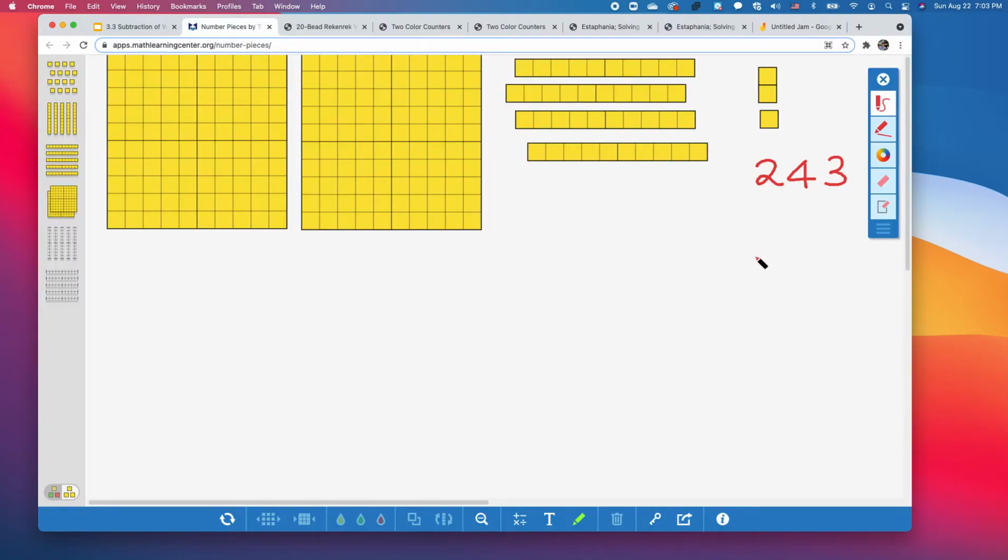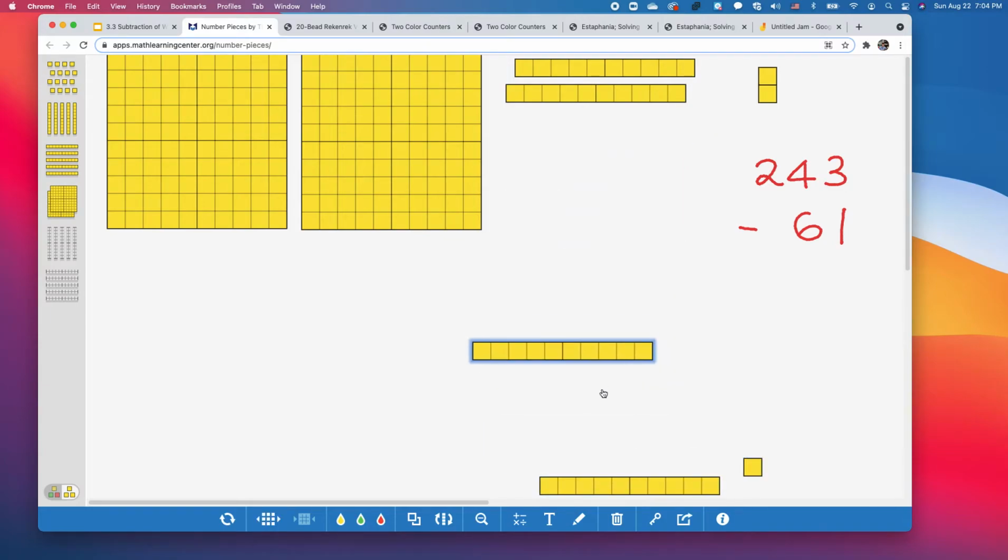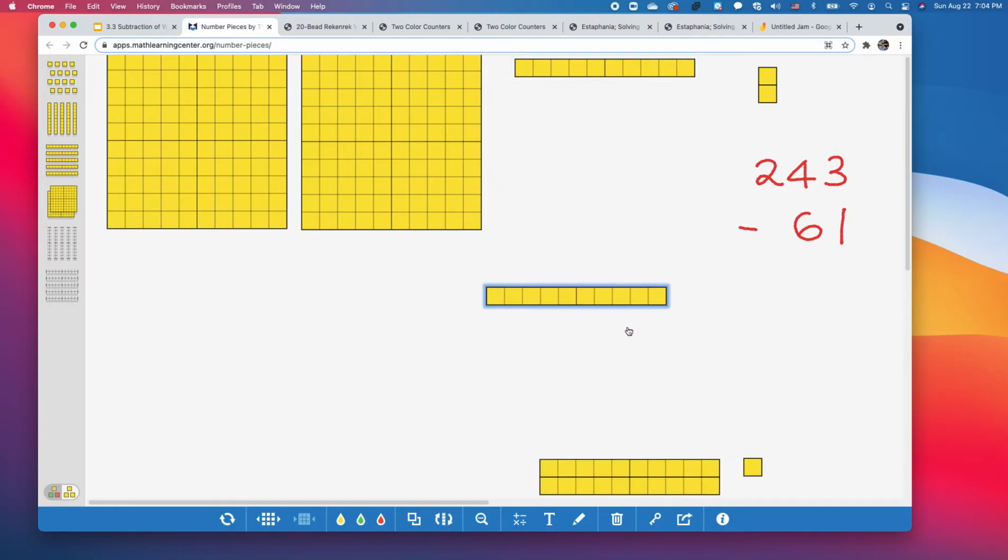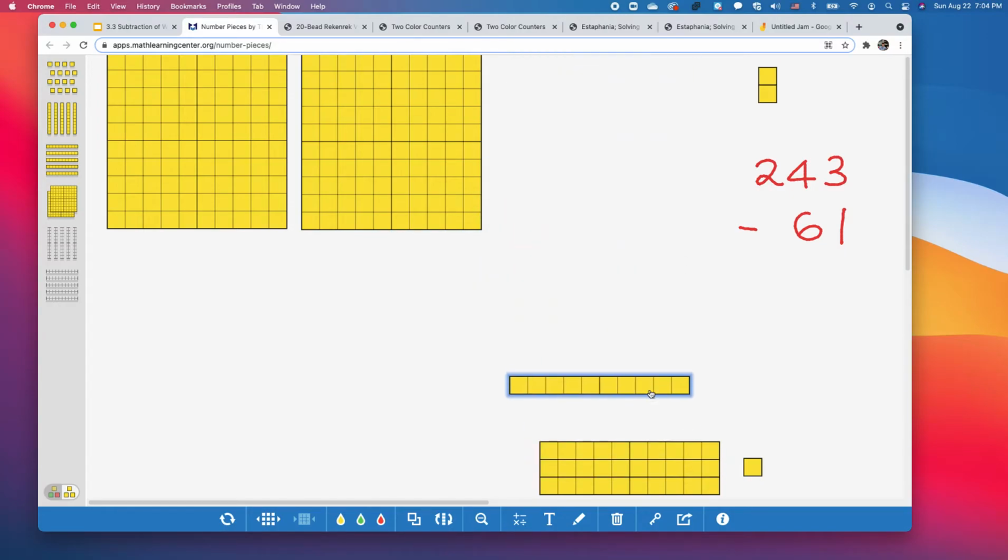I need to do minus 61. How can I do this? How can I do 243 minus 61? So I need to take away 61 from this. But first I can take away 1. And I need to take away 60, which means 6 rods. But I have only 4 rods, so I'm gonna take away 1 rod, 2 rods, 3 rods, 4 rods away, but I still need 2 more rods to take away.